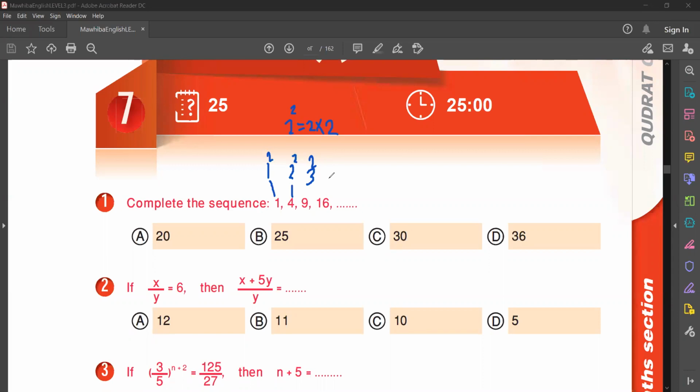What about 16? 16, it is 4 square, right? 4 square, it is 16. What is the last number or the missing number? It is 5 square. How do I get 5 square, Maria? 5 times 5, it is 25. So the answer is what? The answer, it is 25. Now, is it clear? Right, good. Okay, number two.